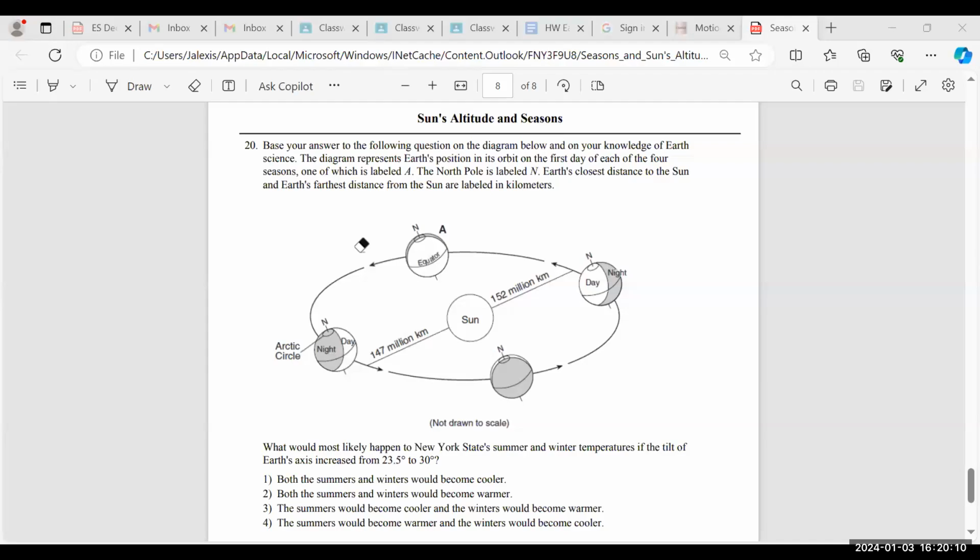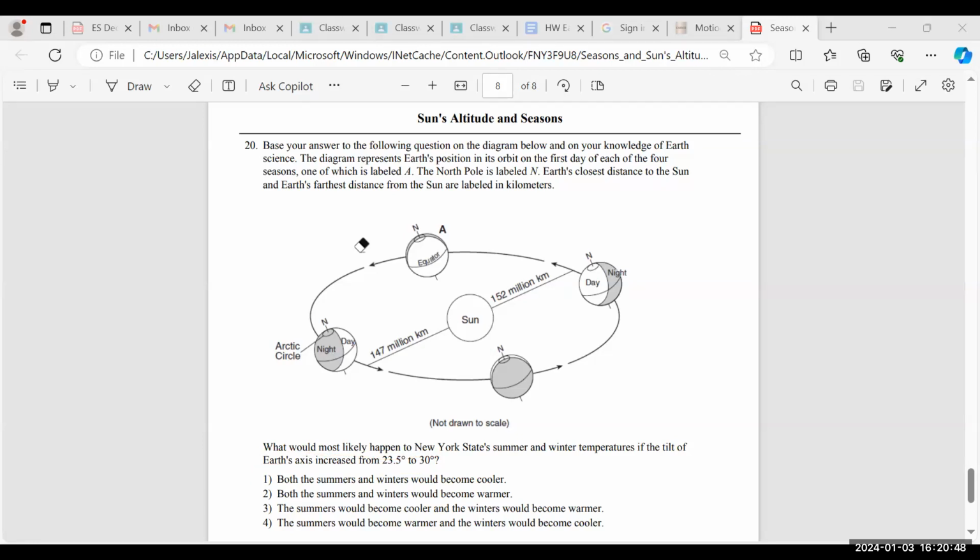And lastly, number 20. It says, base your answers to the following question on the diagram below and on your knowledge of Earth science. The diagram represents Earth's position in its orbit on the first day of each of the 4 seasons, one of which is labeled A. The North Pole is labeled N. Earth's closest distance to the sun and Earth's farthest distance from the sun are labeled in kilometers. So it says, what would happen to New York State's summer and winter temperatures if the tilt of the Earth's axis increased from 23.5 degrees to 30 degrees, all right?